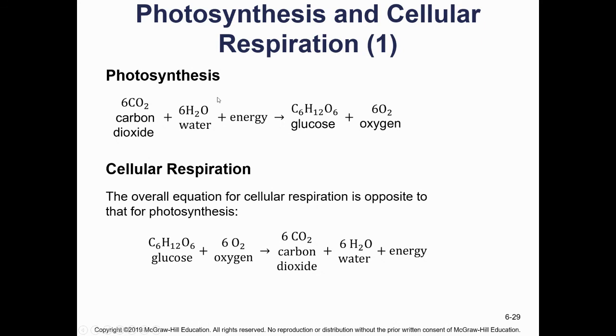So oxidation, loss of electrons. My water is going to give up electrons to carbon dioxide. And when it does that, it becomes oxygen. My carbon dioxide is going to gain those electrons and become glucose. So I can say carbon dioxide is reduced to glucose. Water is oxidized to oxygen. And we'll look more closely at that in our photosynthesis discussion.